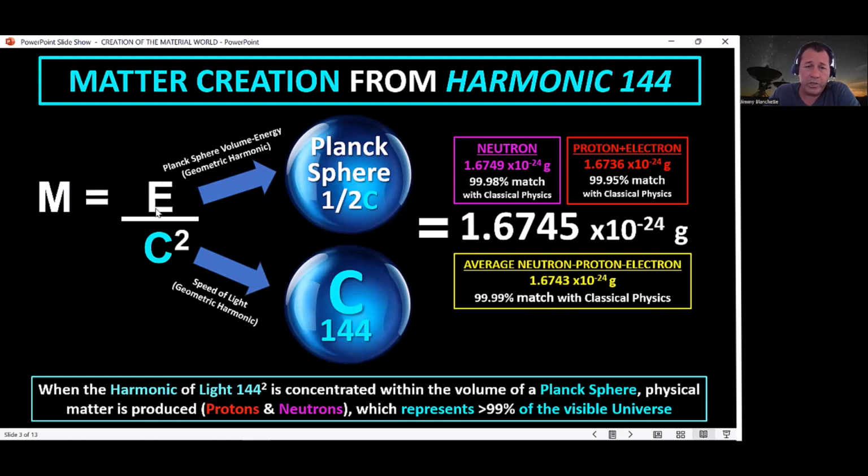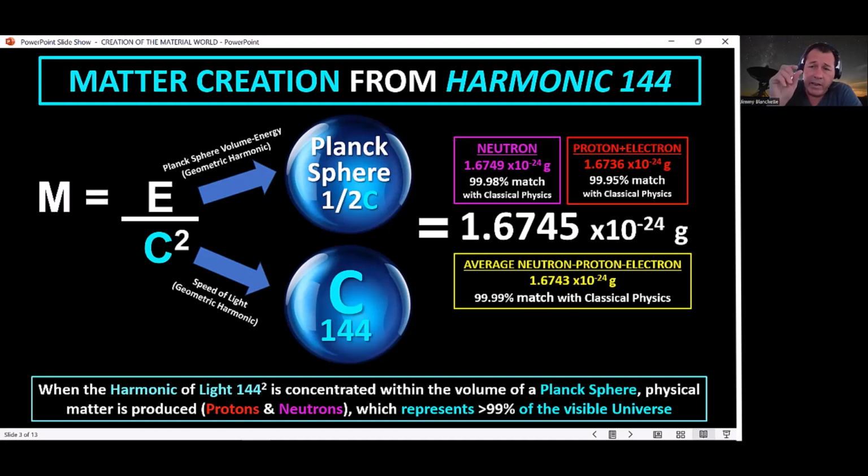In terms of the energy now, that's part of this equation. Well, really the solution here is to concentrate this light energy, this harmonic of light 144, within the volume of a Planck sphere. So what is a Planck sphere? Let me explain briefly, and I have a video in a few minutes that will explain that further. But essentially, at the quantum scale, what we call the Planck length is the smallest oscillation of energy, the smallest length that can exist at the quantum scale. Really the smallest thing that can exist in the universe.